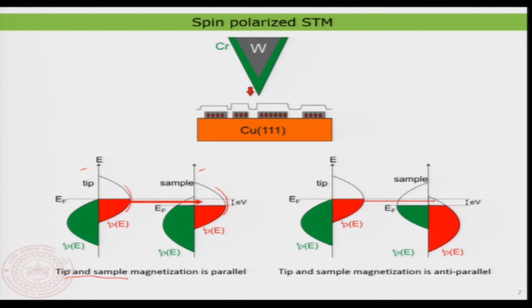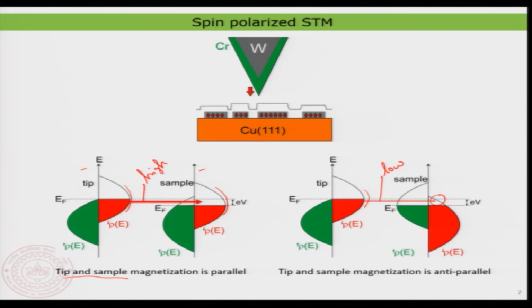But when the tip and the sample magnetization are anti-parallel, you can see that the overlap between the minority spin of the tip and the sample is very small, and therefore what we are expecting is a low current here and a high current there. So, that is the difference. That is exactly what is happening.